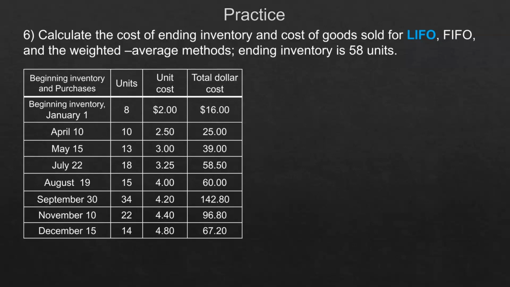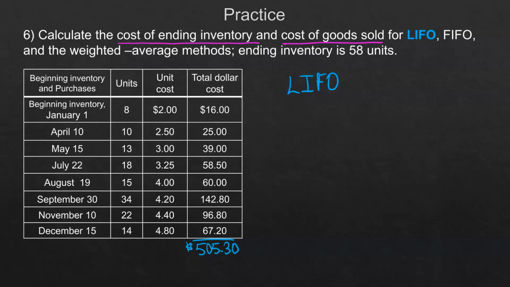Okay, so on this we're going to find cost of ending inventory and cost of goods sold for each method, but this slide we're going to do last in, first out. So we do need the total here for the second part of this whenever we do cost of goods sold.